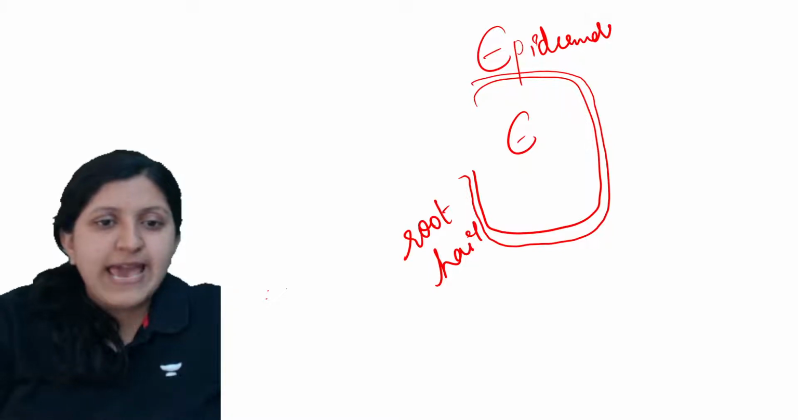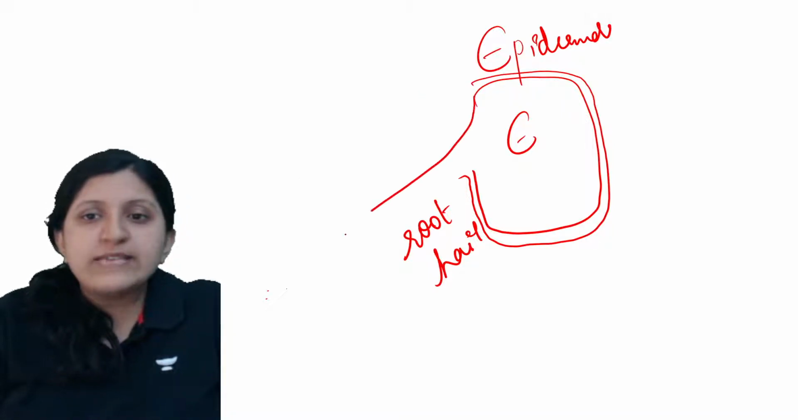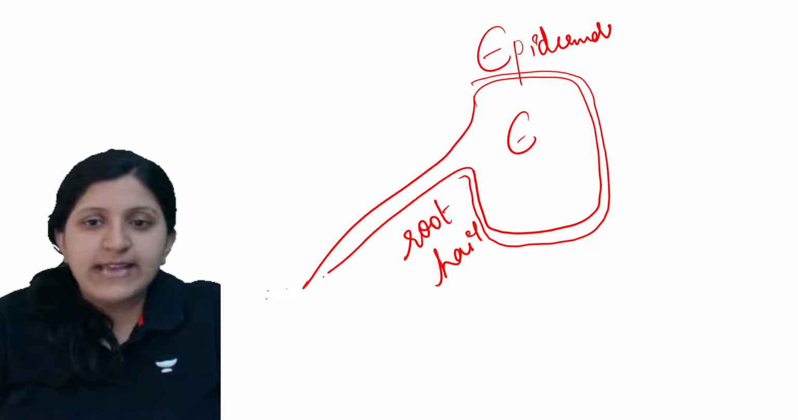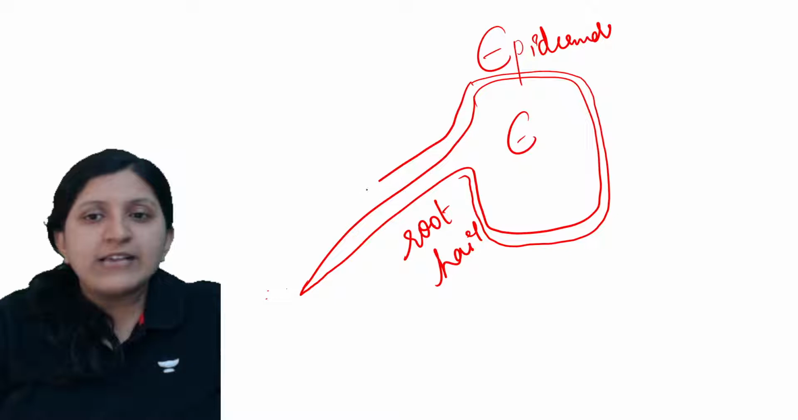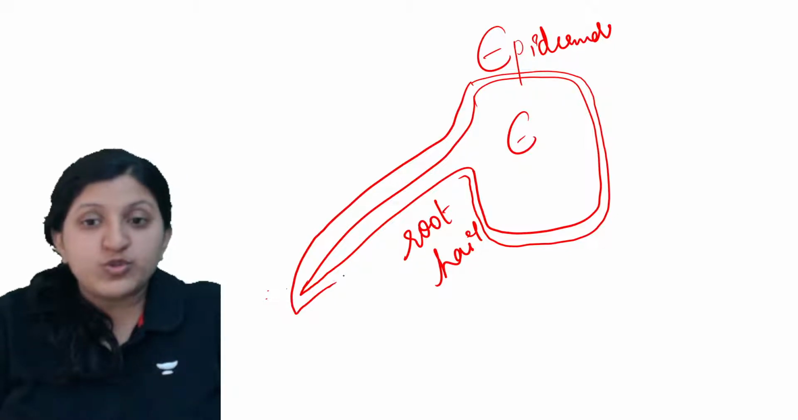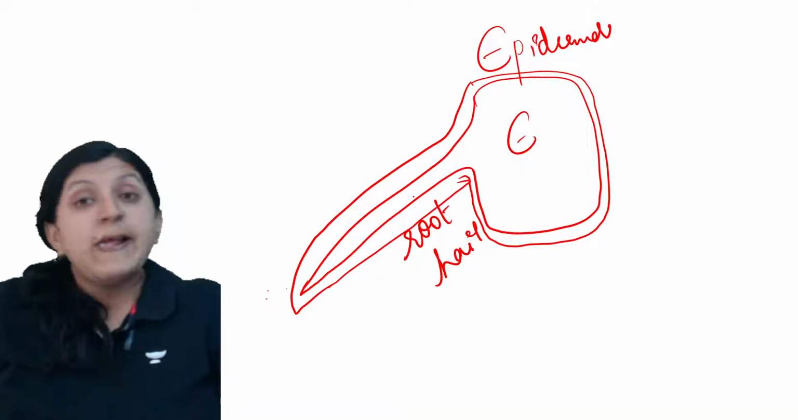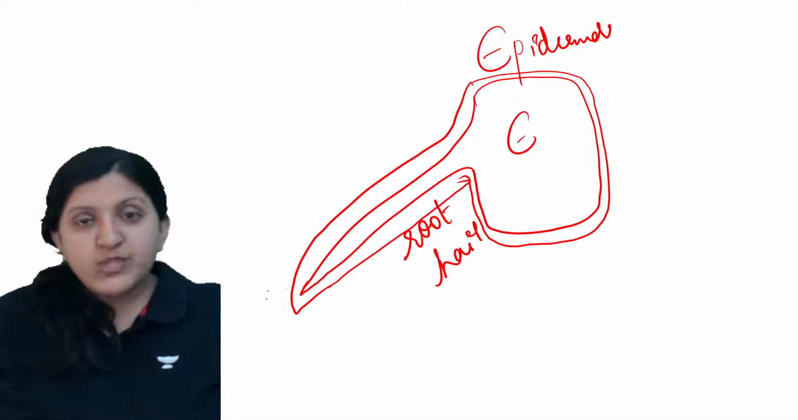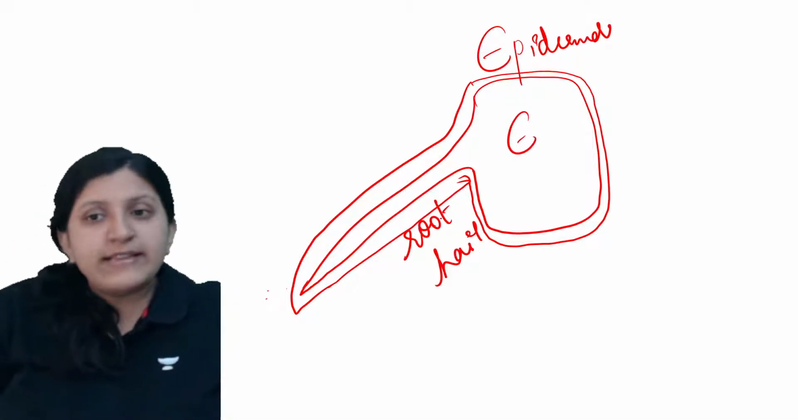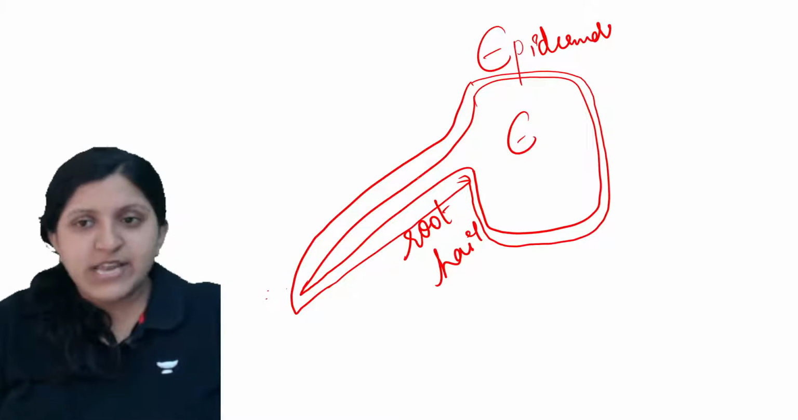So this is just the extension of the cell basically. This is the extension of the cell, which we call a root hair. There is no meristematic tissue. What I was explaining earlier is applicable for the root tip as well as the shoot tip. Here, it is only the extension.